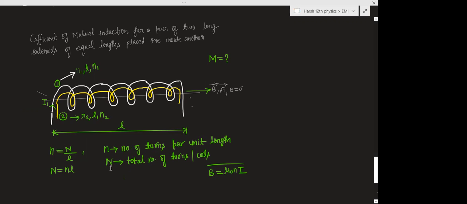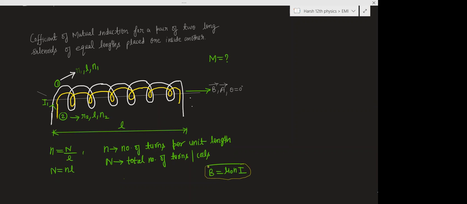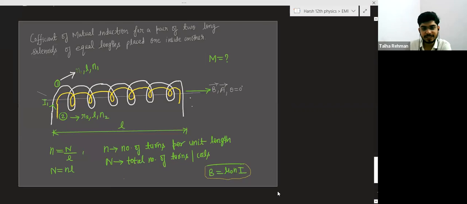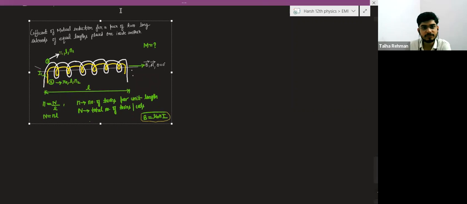There is one more term, capital N. Capital N is the total number of turns. This is 1 turn, 2 turn, 3, 4, 5, 6, like this. So total number of turns, or you can say total number of coils. You can see this as a circular coil; 1 turn means 1 circular coil. And we know that the magnetic field due to the solenoid will be mu naught N i. We have derived this now, so this will be used. This derivation will be finished in 15 minutes at most.